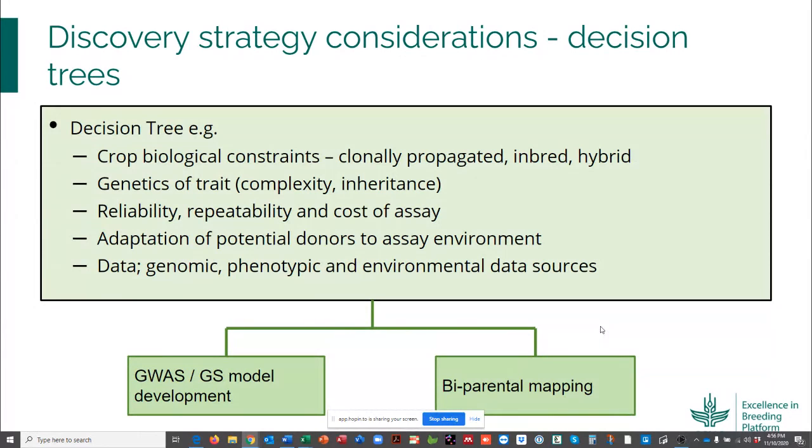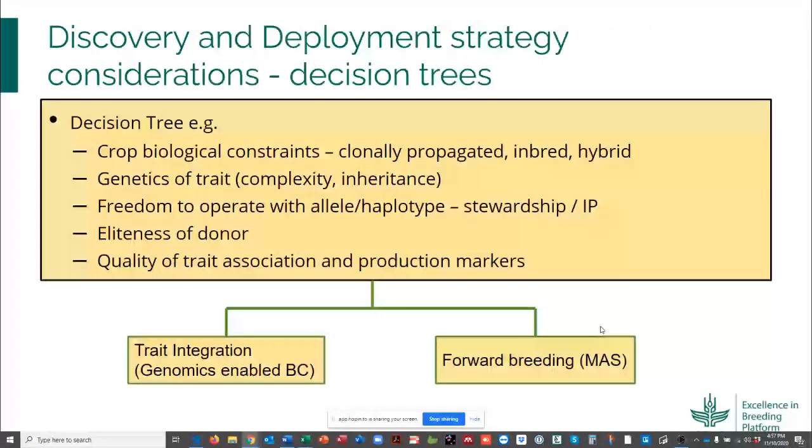Okay, are we dealing with alleles or haplotypes that have particular stewardship or IP? How elite is the donor that we're dealing with? That would have quite a different strategy in terms of how we try to limit the impacts of that linkage drag that we will inevitably have. What are the quality of marker trait associations? Are there available production markers? All of these questions, again, will derive into different strategies and decisions around the deployment and generation of that new germplasm.